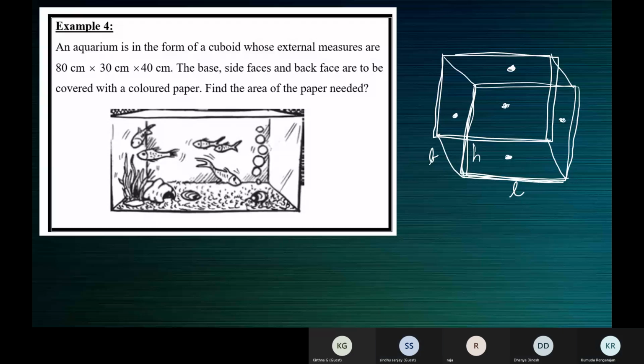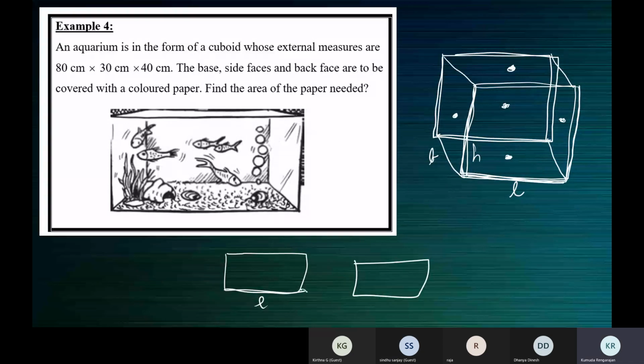This is the length. This is the height. Length into height. See here, this is a rectangle, right? The dimensions are L into H. Similarly, the back face, length into height. Because what is vertical is the height.